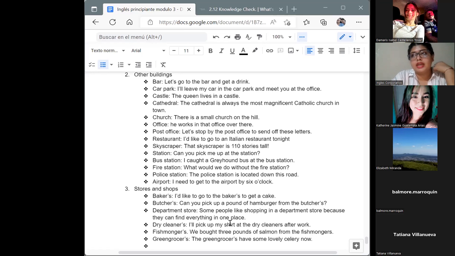The grocers son estas tiendas donde podemos encontrar productos básicos, ¿verdad? Es como una tienda de productos básicos. Groceries. She stopped by the groceries to pick up some food.